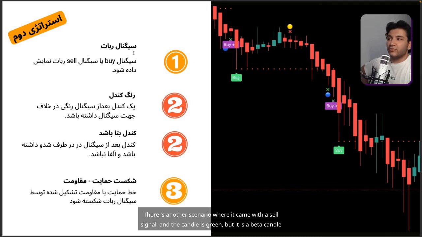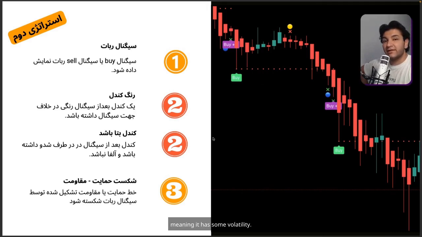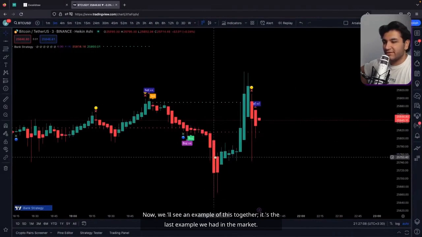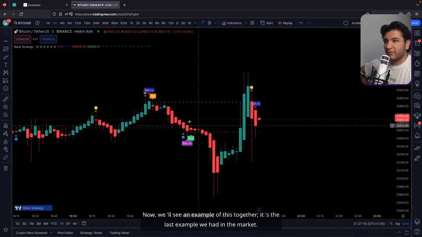There's another scenario where it came with a sell signal and the candle is green, but it's a beta candle, meaning it has some volatility. You check it every time there's a support level. When it breaks, you get a sell signal. Now, we'll see an example of this together. It's the last example we had in the market.